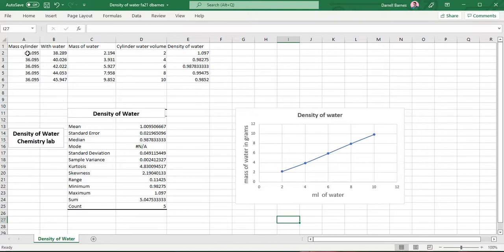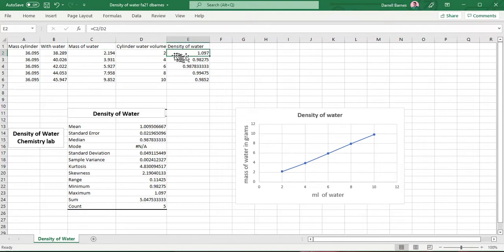We took the mass of a graduated cylinder on the top loader, and then we added a predictable amount of water to the cylinder, then weighed the cylinder again. So notice that the formula in this cell here is B2 minus A2, so I took the with water measurement and subtracted the mass of the cylinder to get the mass of the water.